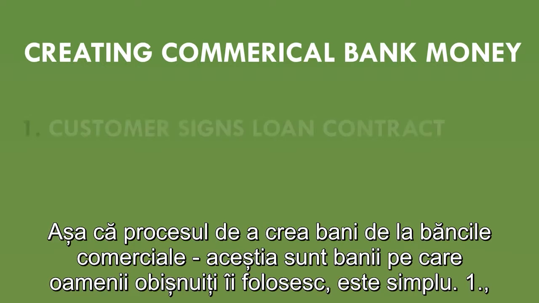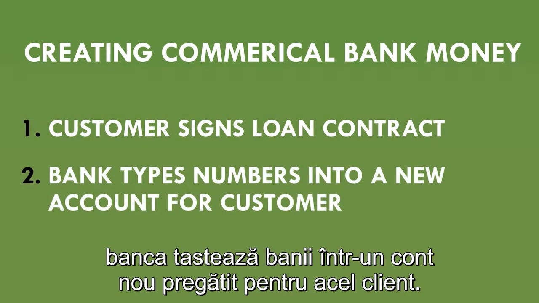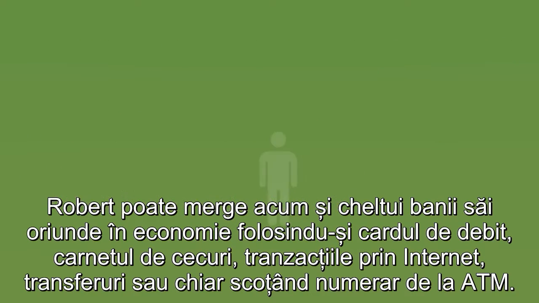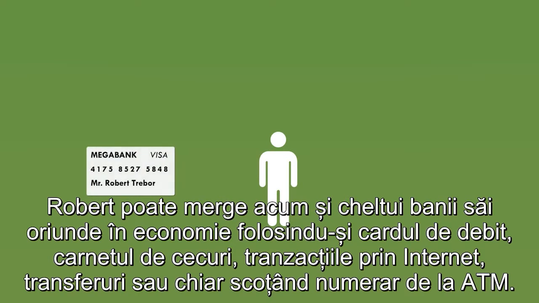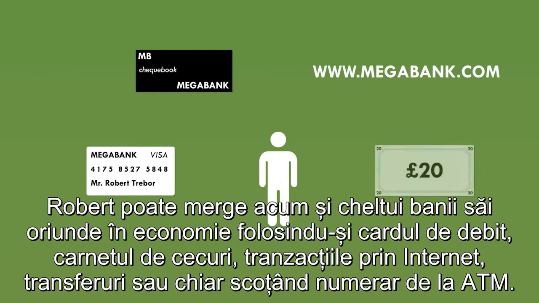So the process of creating commercial bank money, that's the money that the general public use, is as simple as: 1. A customer signing a loan contract, and 2. The bank typing numbers into a new account set up for that customer. This new bank-created money represents new spending power, or money in the economy. Robert can now go and spend his money anywhere in the economy using his debit card, checkbook, internet banking, transfers, or even by taking cash out of an ATM.